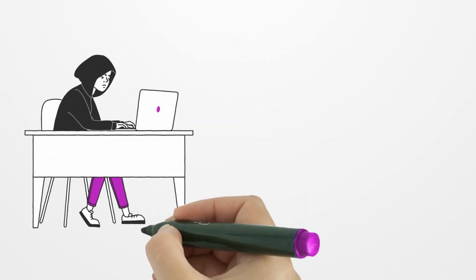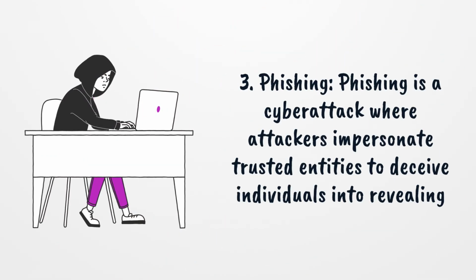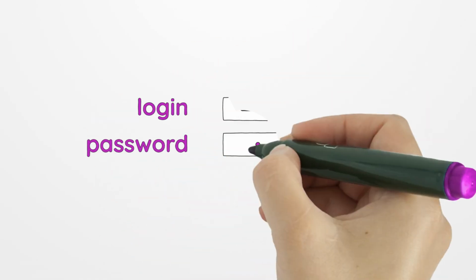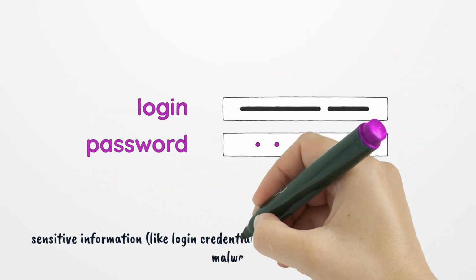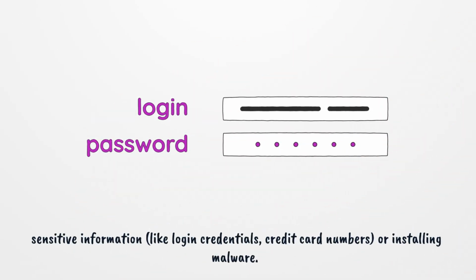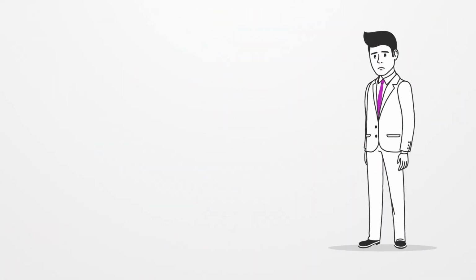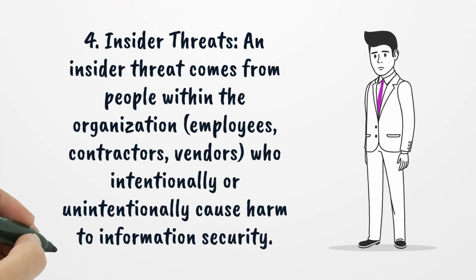3. Phishing. Definition. Phishing is a cyber attack where attackers impersonate trusted entities to deceive individuals into revealing sensitive information, like login credentials, credit card numbers, or installing malware. 4. Insider threats. Definition. An insider threat comes from people within the organization, employees, contractors, vendors, who intentionally or unintentionally cause harm to information security.